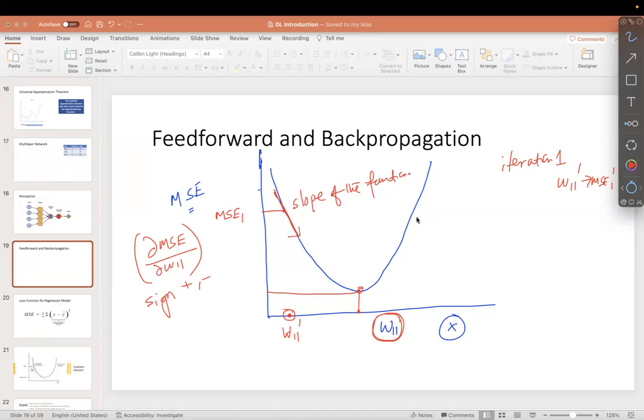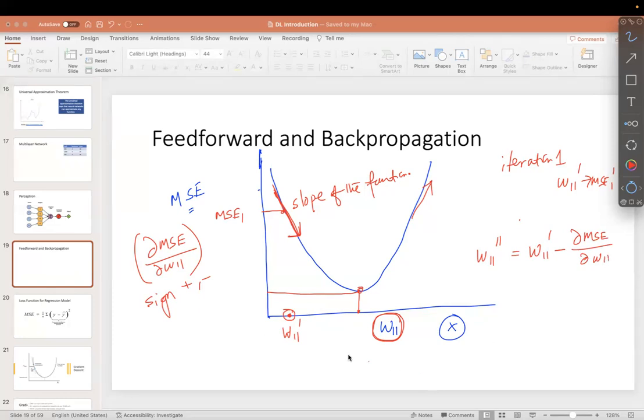It depends on whether the slope is going downwards or upwards, right? So in this case, at this point, the slope is downwards, so this value will always be negative on this side. Then my delta would be, in this case, the new value W11 dash dash, the next value would be W11 dash minus dMSE by dW11.